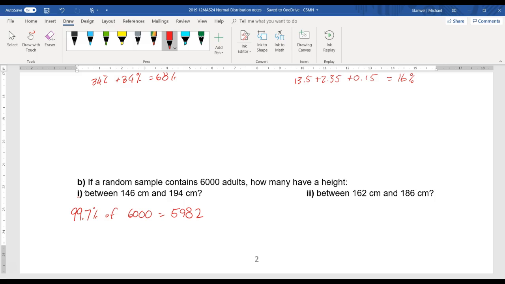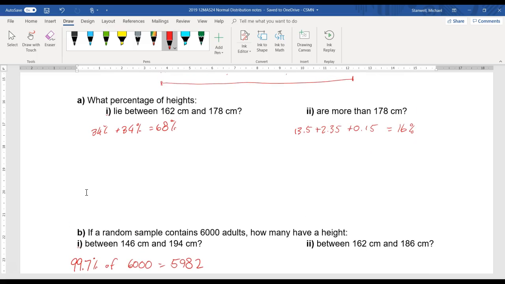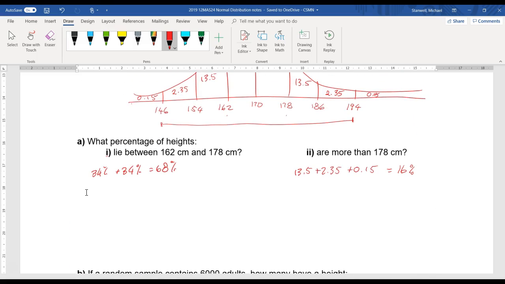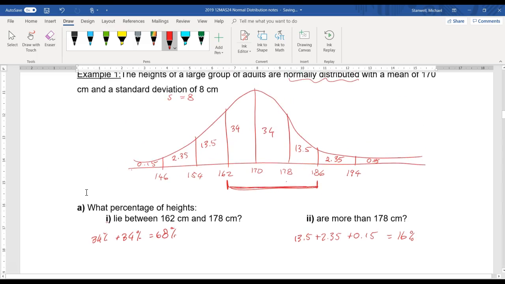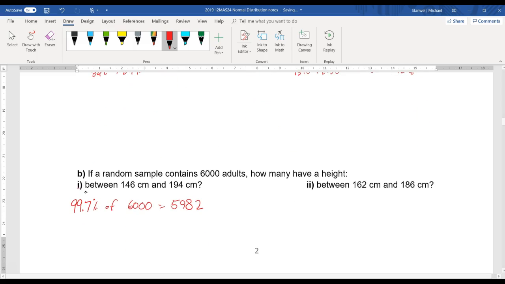Very good. Now, between 162 and 186, let's come back up to our little sketch here. 162 is here, 186 is here. Now, this is a little asymmetric, because it's not centered around the middle of the curve. So I've got 34, 34, and 13.5. Let's see, 68% plus 13.5% equals 81.5%.